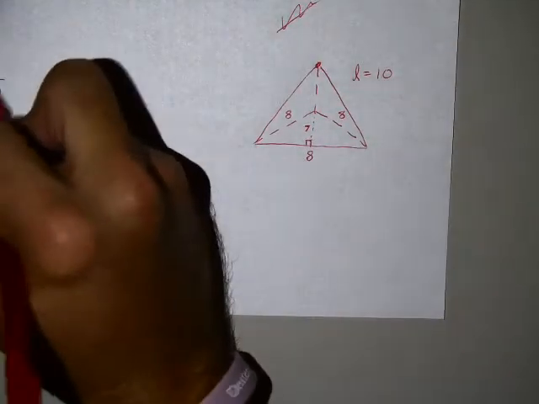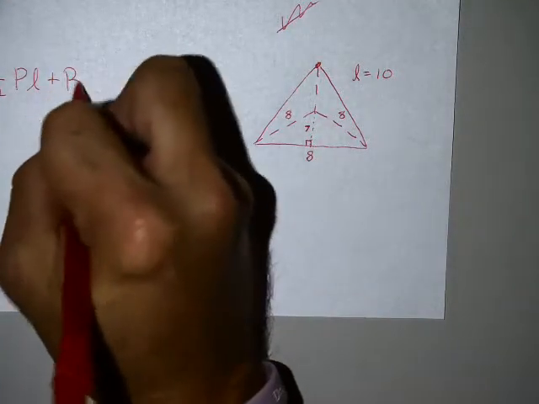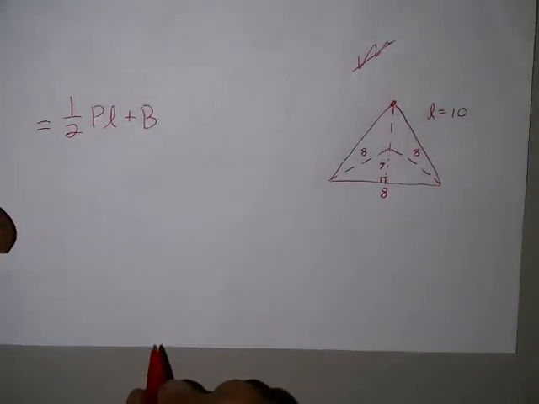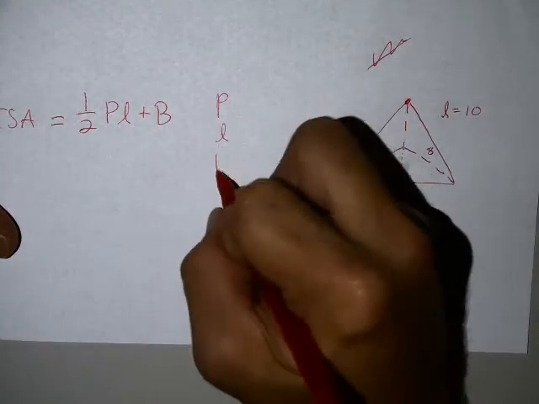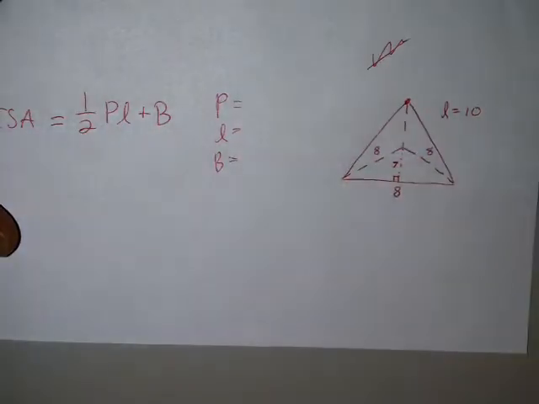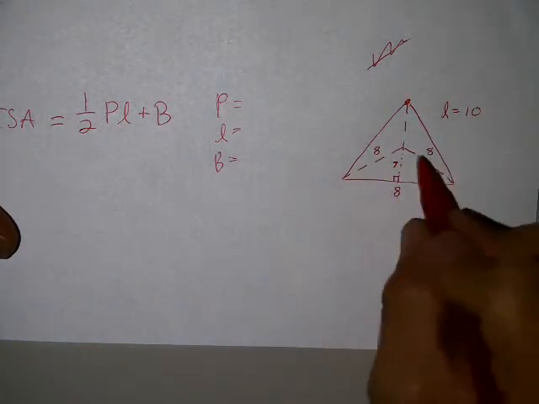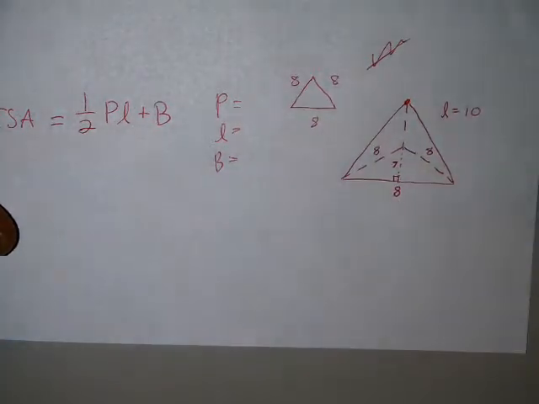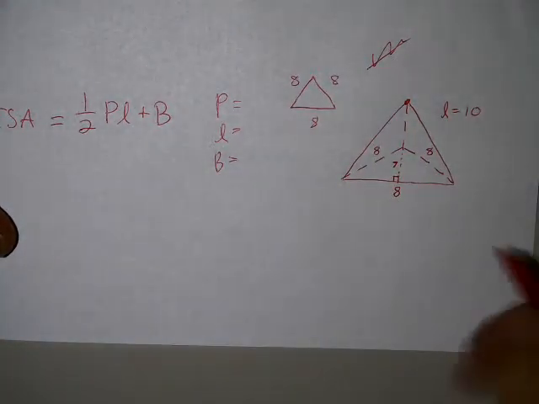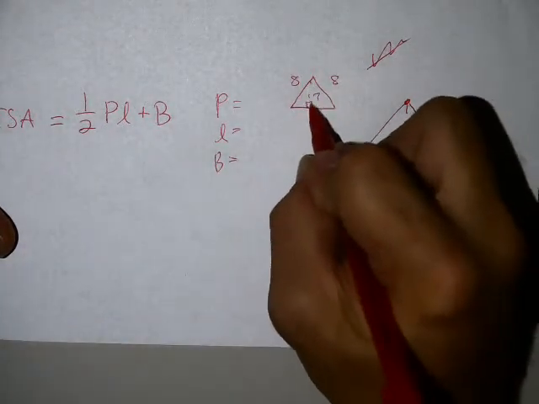But again, we're still using the same formula. This is a triangular pyramid. 1/2 PL plus B. Got to find those three things. I'm going to draw my base. My base is down here. It's an 8 by 8 all the way around. Equilateral triangle. It has a height of 7.